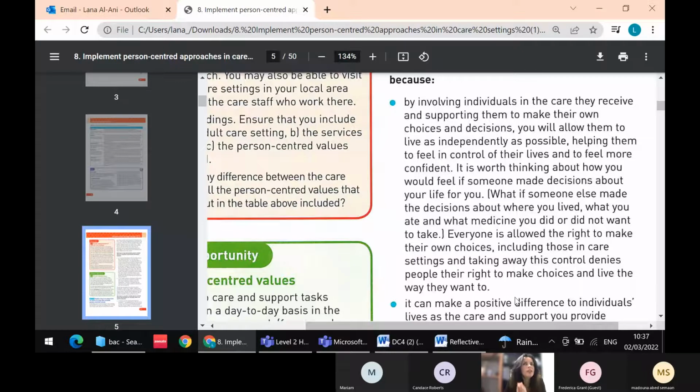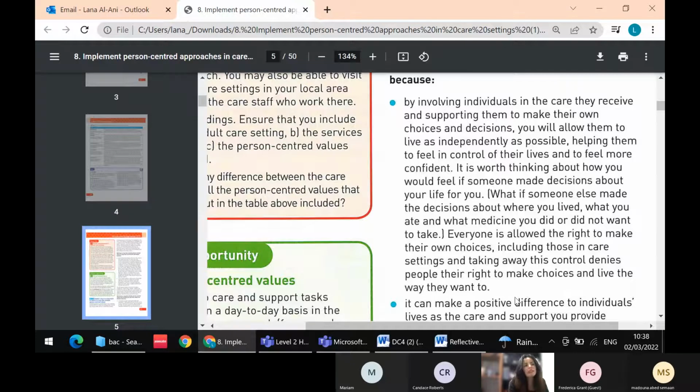Why are you involving your clients in their care plan? Will this help them? You allow them to live an independent life as much as possible. No one wants to be under control of others. Do you like to be under control? No. Of someone? Of course. So when they are vulnerable, they need our support. If I just give them what I think they need, they would feel uncontrolled in their lives.